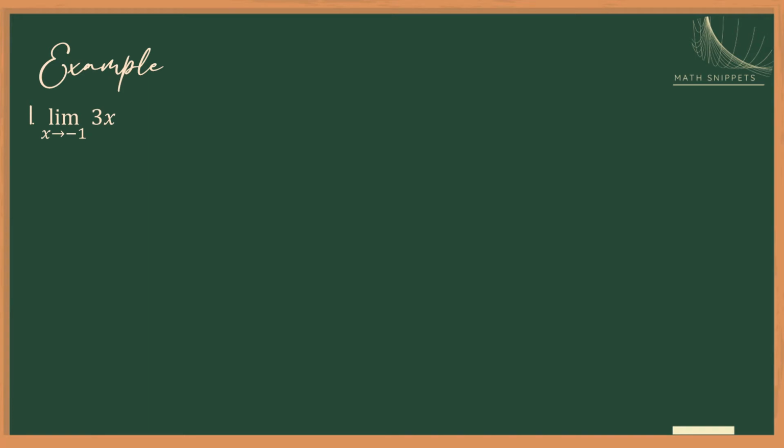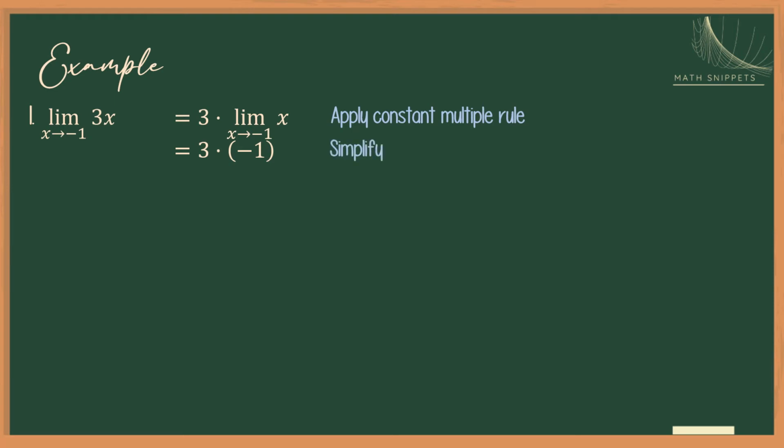So the limit of 3x as x approaches negative 1. So we assume that 3 is the constant, and we assume that x is the function or f of x. So we will factor out 3 from the limit by the constant multiple rule. Now, we use the basic laws to evaluate this. We get 3 times negative 1, which is the limit of x as x approaches negative 1. We simplify, we get 3 times negative 1 is negative 3, so therefore the limit of 3x as x approaches negative 1 is negative 3.